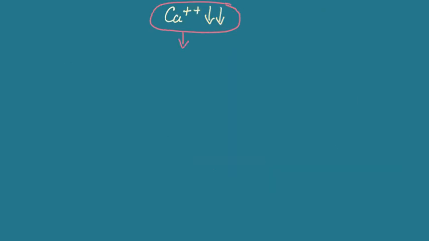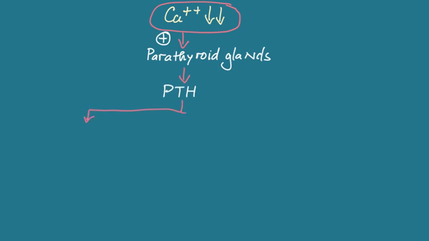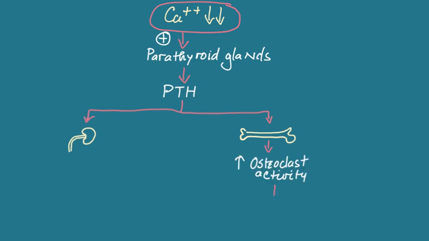Now let's take a look at the opposite situation. When the blood levels of calcium decrease and go below normal, they are sensed by the parathyroid glands, which release a hormone called parathyroid hormone, or PTH for short. PTH has two target organs, the kidneys and the bone. With the bone, it increases osteoclast activity, which increases bone resorption.